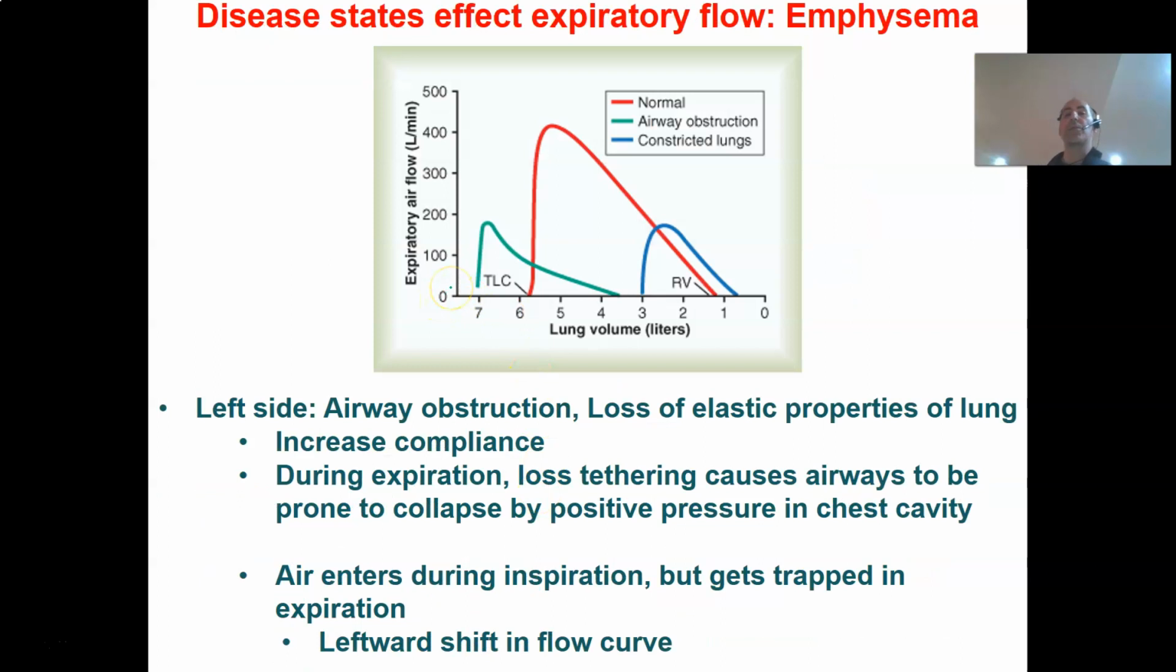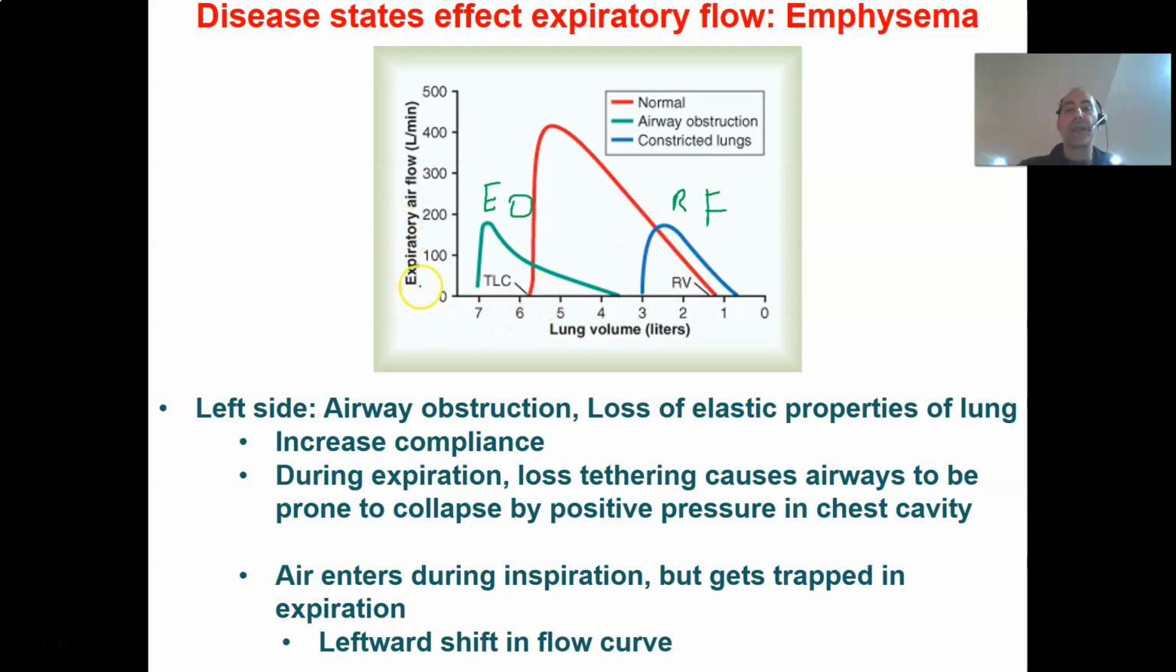What happens to expiratory airflow during disease states? Well, we've already talked about emphysema, and we've already talked about restrictive lung disease. So emphysema would be here. It is a type of obstructive lung disease, meaning there's an obstruction to airflow. There's something in the way, or partially in the way. And restrictive lung disease, which is like fibrosis, right? So it's fibrosis, and this is obstructive.